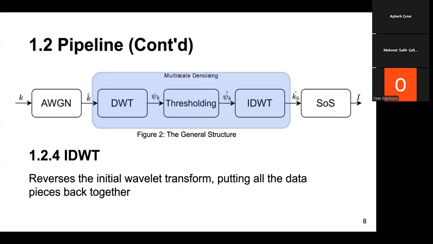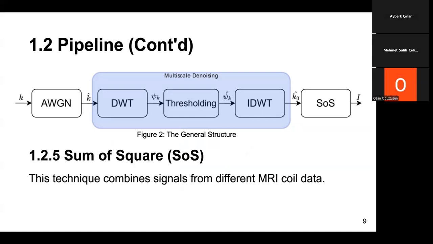Let's continue to our pipeline. When we clean up the data through thresholding, we run an inverse discrete wavelet transform. This basically reverses the initial wavelet transform, putting all the data pieces back together to reconstruct a cleaner version of our original k-space data. And finally, we take this cleaned-up k-space data and reconstruct it into an actual image using a method called sum of squares. This technique combines signals from different MRI coil data, and that's how we enhance MRI images in our project, making them clearer and more useful for medical professionals.